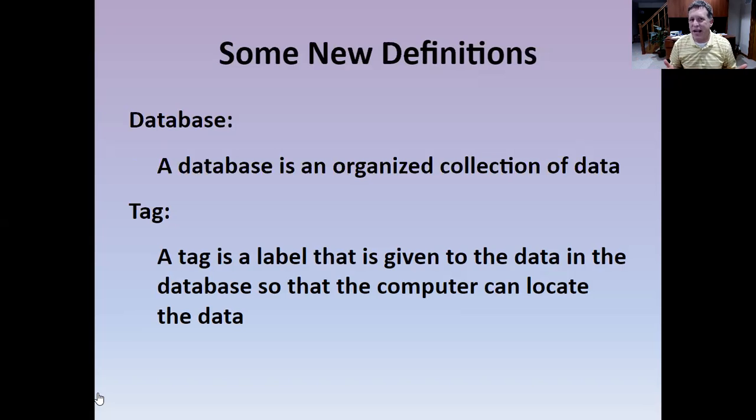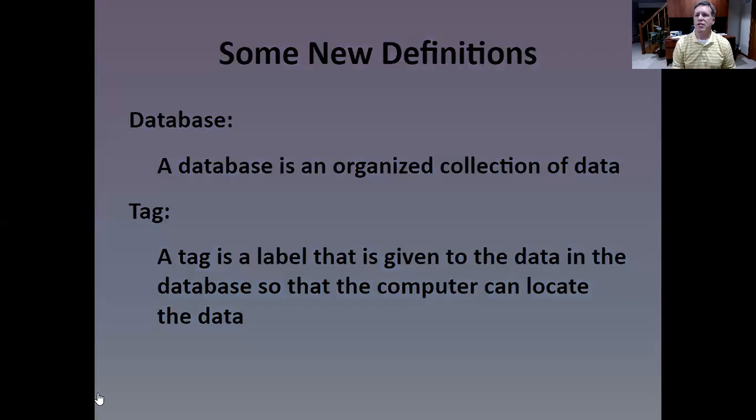It's kind of like a street address for your house, right? If you want somebody to find your house, you give them the address, and that provides them the means to say, okay, I'm going to go to this town, and then I'm going to go to this street, and then I'm going to go to this number on the street, right? That's kind of how tags work inside of the database.